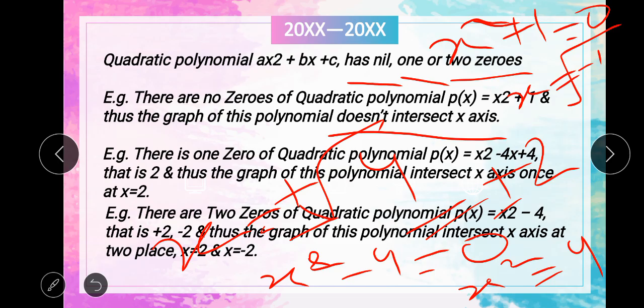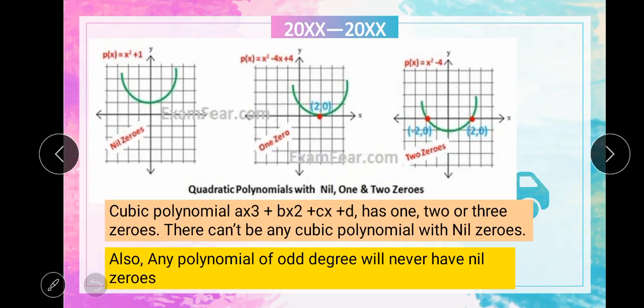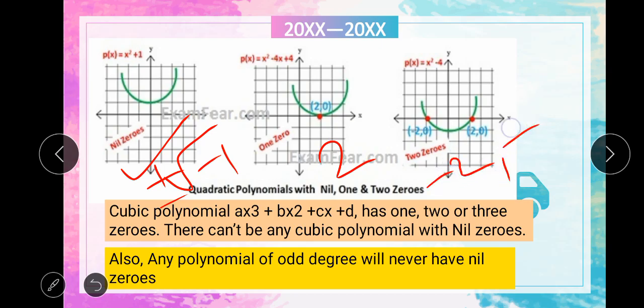Now graphically it can be shown as this graph with nil zeros, where we had root of minus 1, and this is the second one where we have 2 as our zero, and this is the third one where we have minus 2 and plus 2 as our zeros.